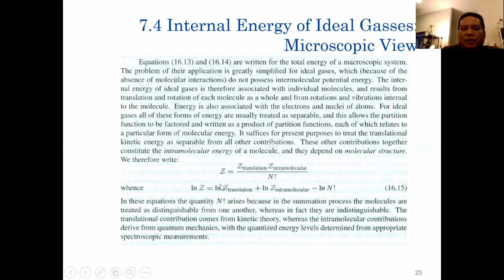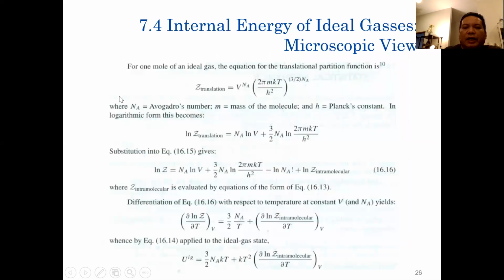ln Z equals ln Z translation plus ln Z intermolecular minus ln N factorial. I forgot the name of this symbol here, but it's actually just multiplication of terms, and this arises because of the summation process. So molecules are treated as distinguishable from one another.